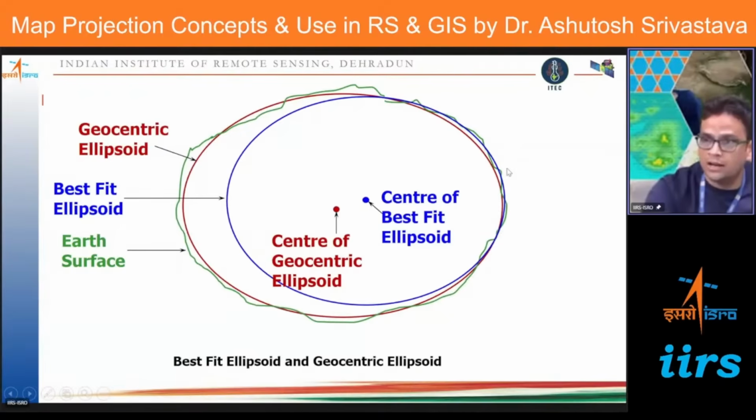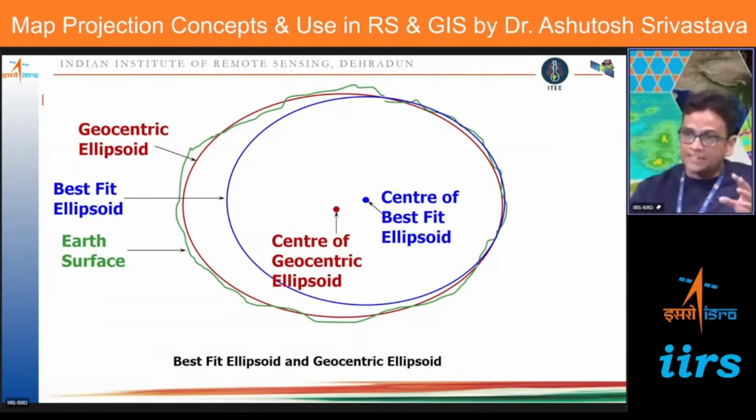Maybe the local information was used for this region, from this region. Then this blue one is suitable for this particular area. And if you see the left side, it is far away, and the center also is far away from the center of the Earth. So that way we can say this is basically a best fit ellipsoid, maybe suitable for a particular area. It may not be suitable for the other region. Okay, so that is basically a best fit ellipsoid.